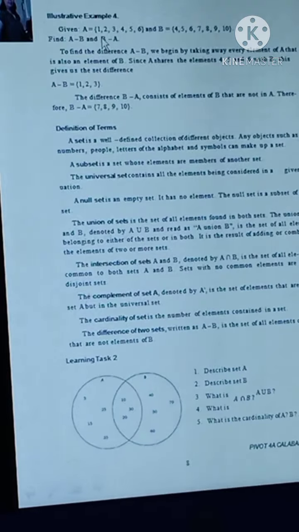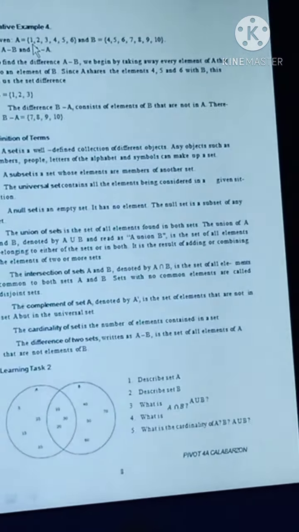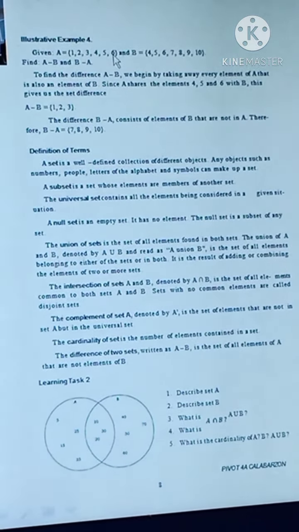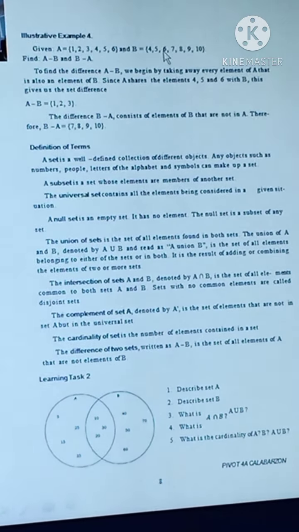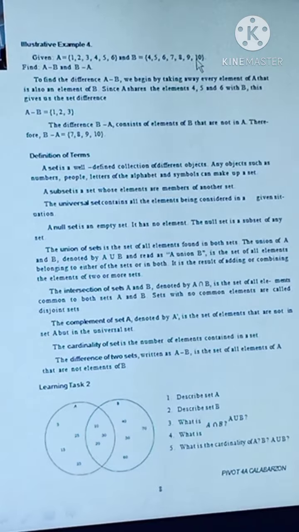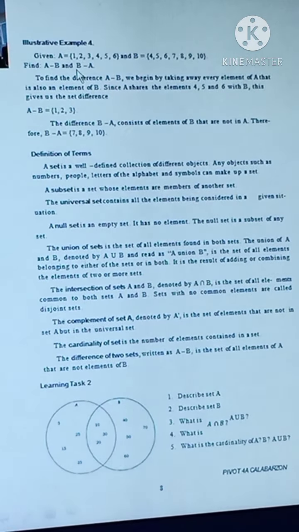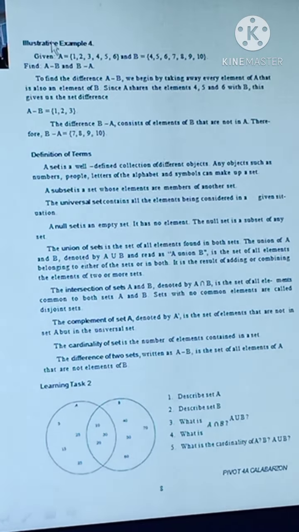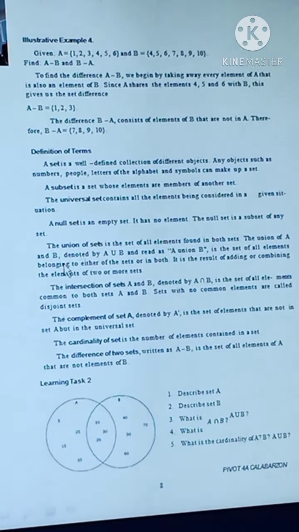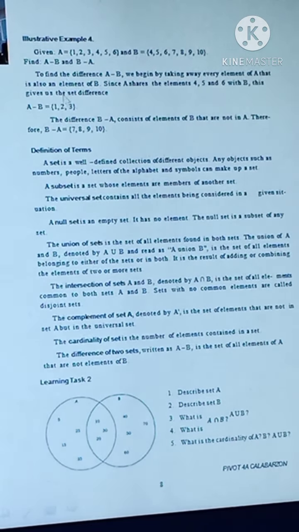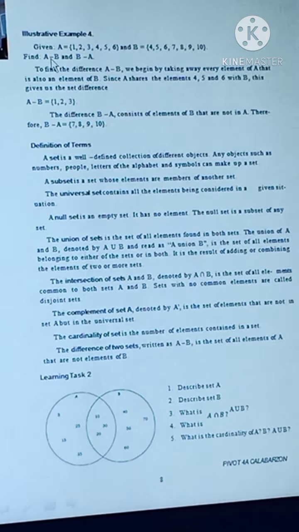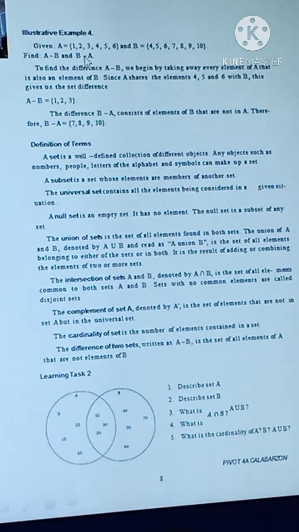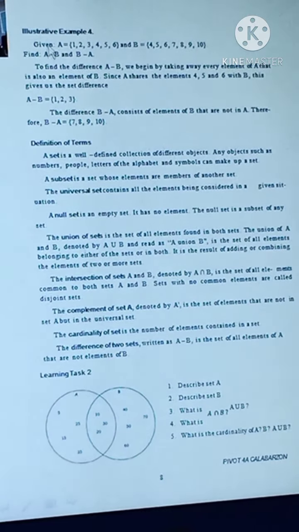Example number 4. Given A is equal to 1, 2, 3, 4, 5, 6, and B is equal to the set of the elements 4, 5, 6, 7, 8, 9, 10. Here's the question. So you write the given in your lecture notebook, all the definition of terms. Ito lahat susulat sa notebook. Okay? So, question. Find A minus B and B minus A.